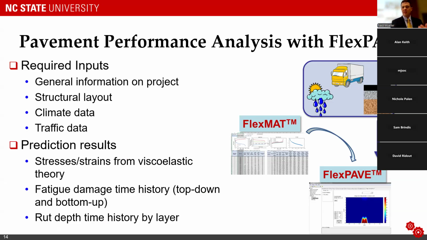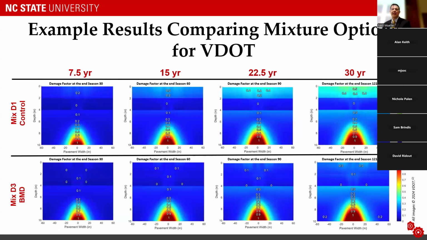So I'll give you an example of how this might be used. This is an example from a project we've done with Virginia Transportation Research Council and Virginia DOT. And the pictures that you see on here we call damage contours. We try to make them easy to understand. Red is bad, blue is good. Areas that are red are predicted to have a lot of damage accumulation under the action of the loading. Areas that are blue and deeper blue have less damage over time.